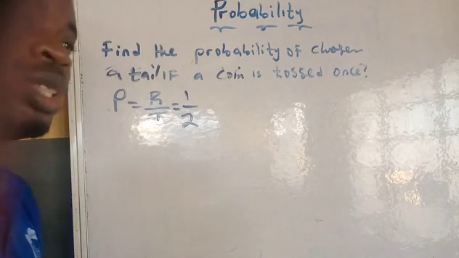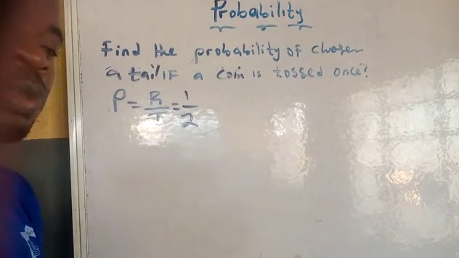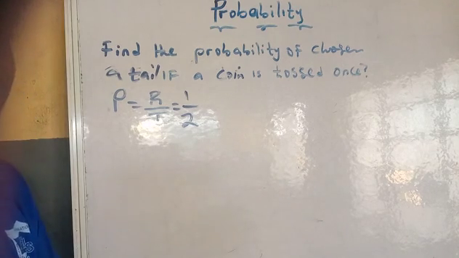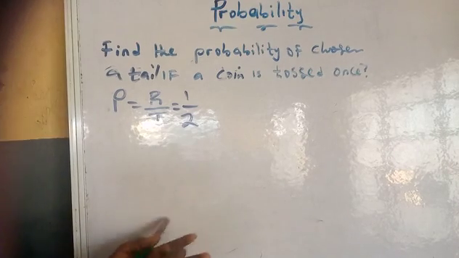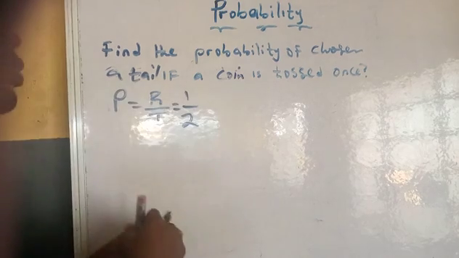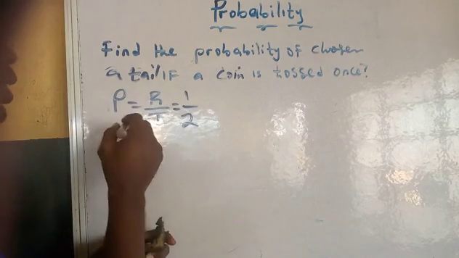So it means that when you toss a coin, you have a 50% chance of having a head and 50% of having what? A tail. That's the meaning. Okay, let's change this question now. What is the probability of choosing a head?